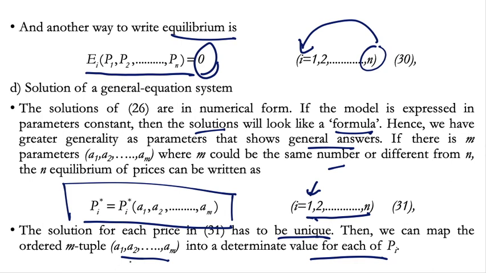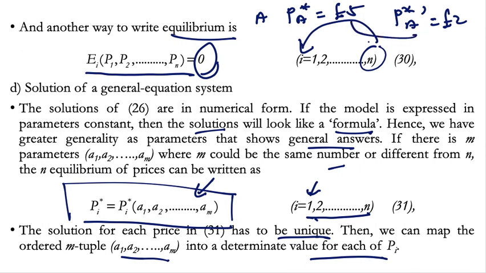Because if we don't have the unique answer here, then we cannot find the exact price. Let's say commodity A, and the price is not unique for commodity A in equilibrium. Let's say the first price is £5 in equilibrium, the second price in equilibrium is suddenly £2. Then you don't have a unique equilibrium price for A, isn't it? So it can't be that way, because equilibrium has to be one point at one moment. You get what I mean here?